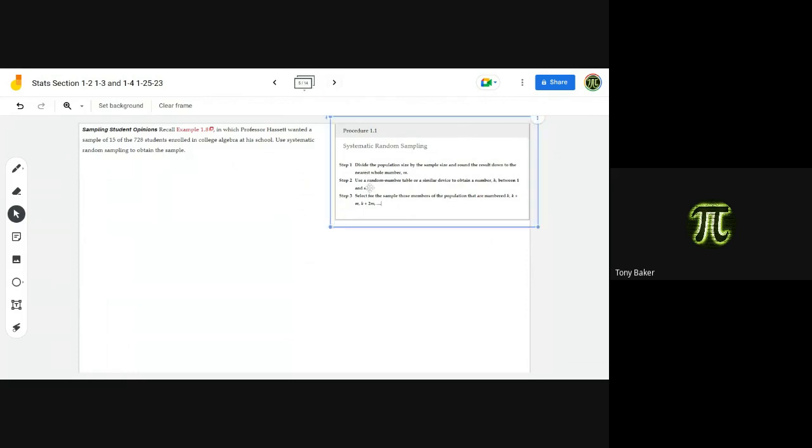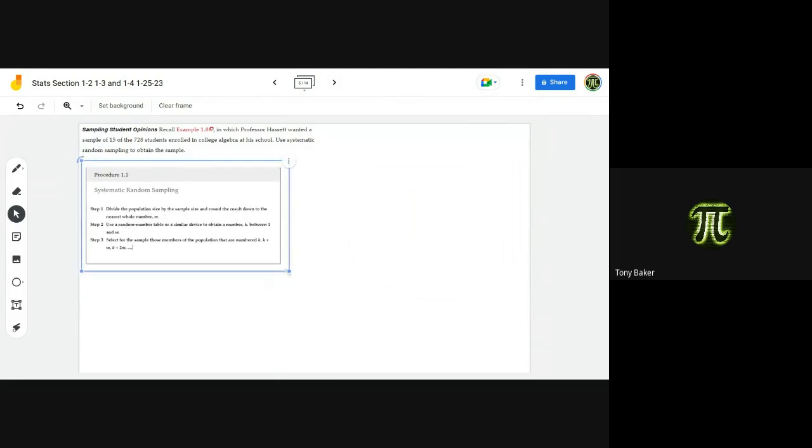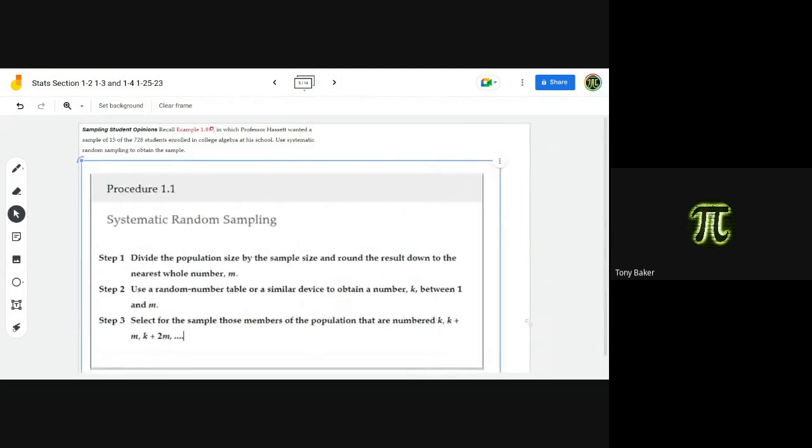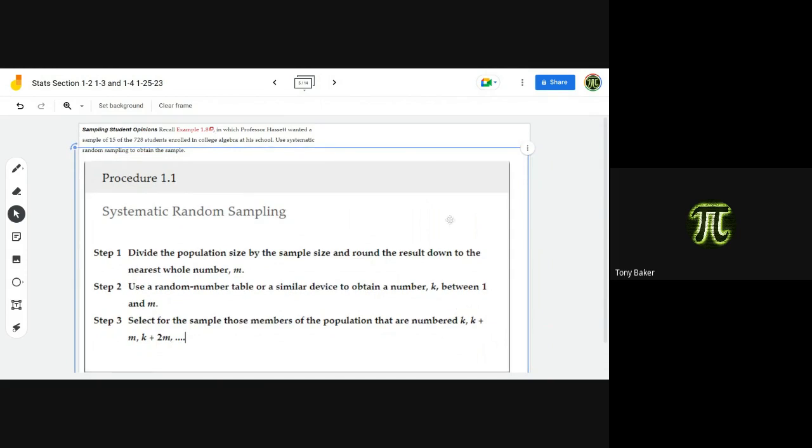All right. So let's look at a couple ways. We talked about just doing random numbers and things like that. That's one way to do it. There's a few other ways that we can do it. The next one that we're going to look at is called systematic random sampling. The way we're going to look at it is we divide the population by the sample size.